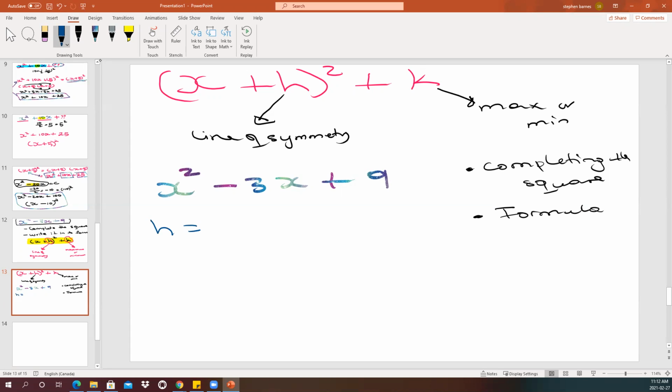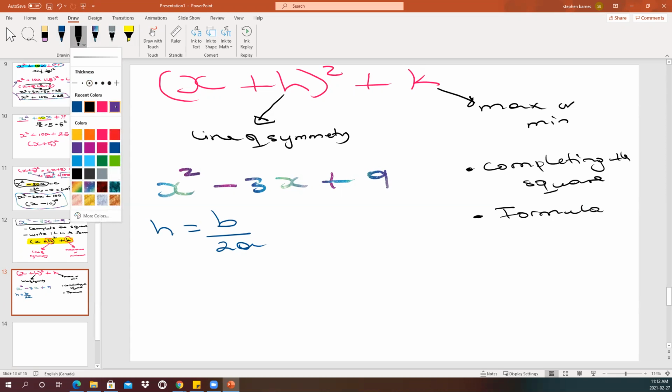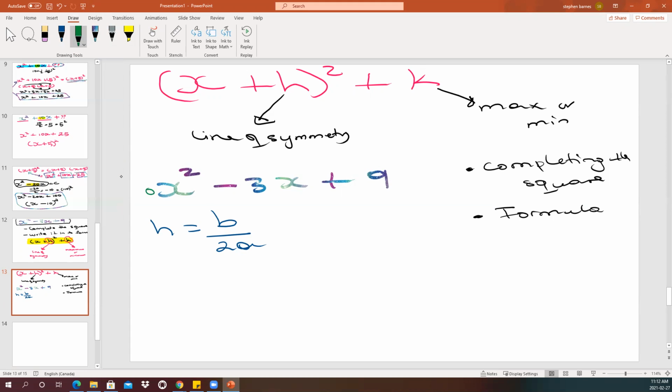h is equal to negative b over 2a, right? And I want you to appreciate, remember that the a's and the b's come from the values here. a is usually in front of your x squared. b is the coefficient in the second term, right? And c is the last number right down here. So h equals b over 2a, right? So that is how you find h.